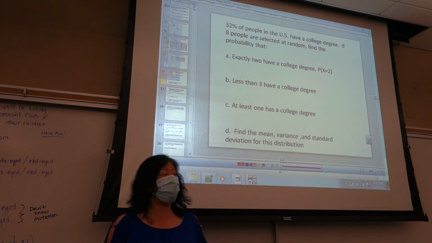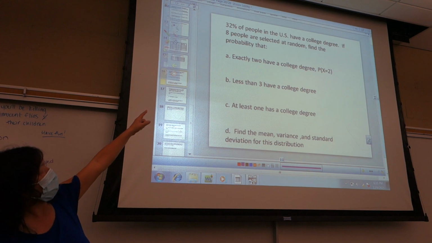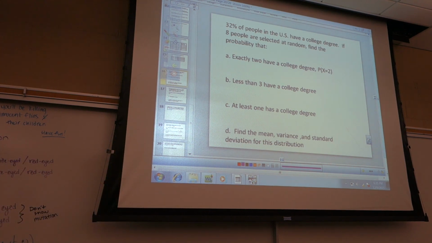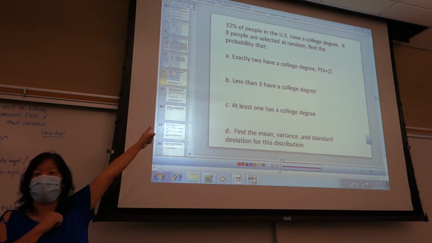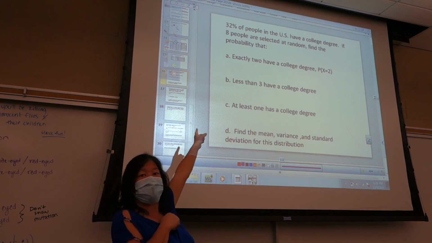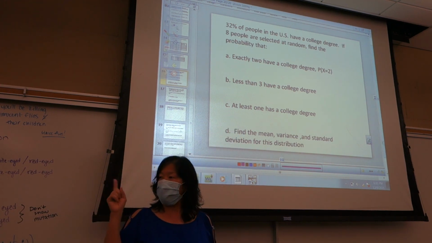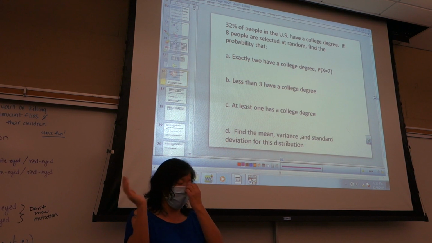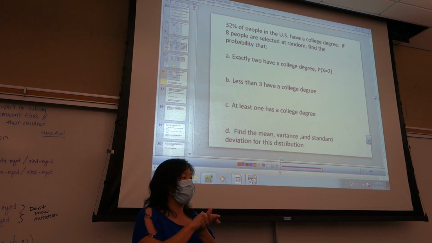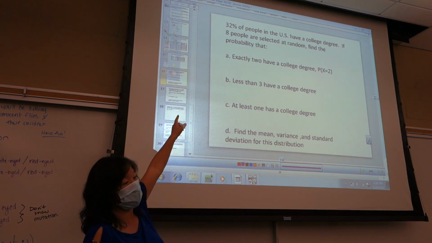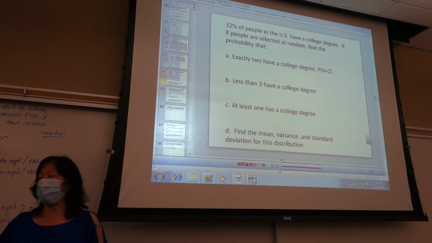Like, do you have a college degree? Do you have a college degree? No. Do you have a college degree? So I'm asking a yes/no question. How many times am I asking it? 8 times. I know how many times I'm going to ask it. So that makes it binomial. A yes/no question, and you're only doing it a certain number of times. You're only going to do it 8 times. So this is binomial. Everyone find the formula for binomial.